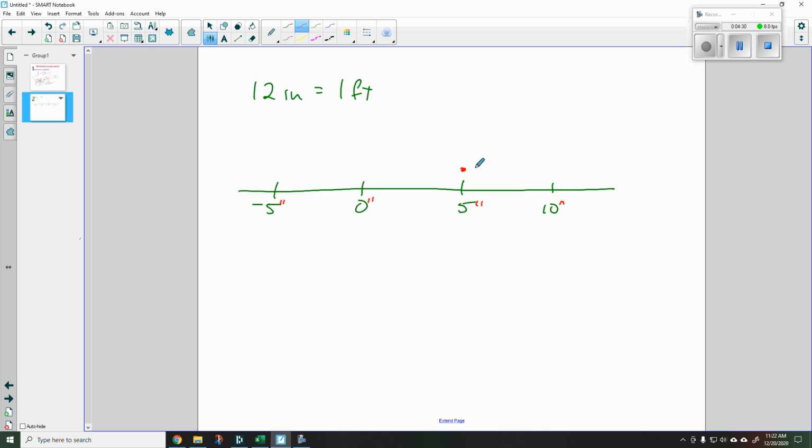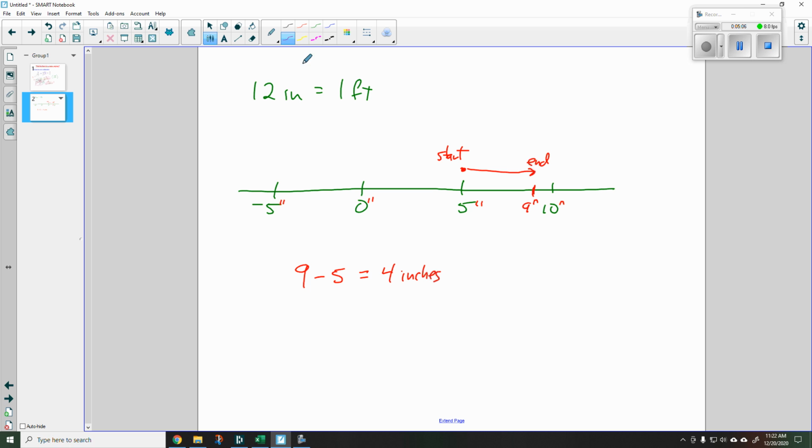And I am going to go on my journey all the way over to here, to 9 inches. So this is where I've gone. I started at 5, and I've ended at 9 inches. So I can calculate how far I went. I go 9 inches, which is where I ended, minus 5 inches, which is where I started. So I can see that I went 4 inches.